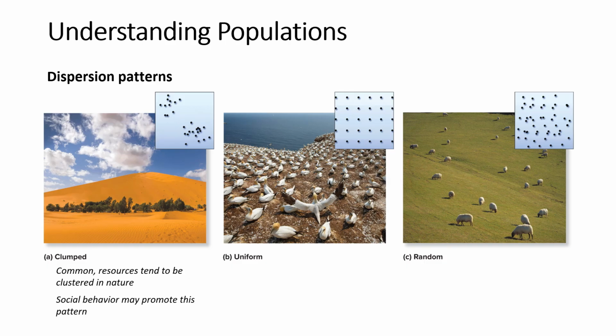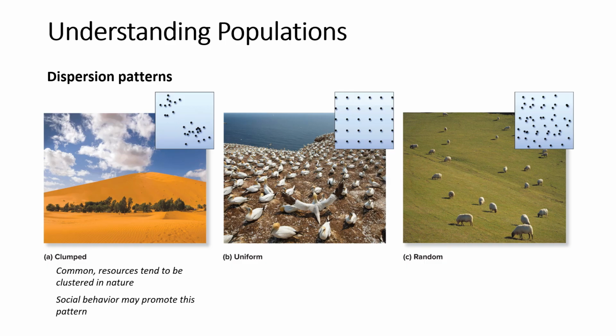Clump distribution is very common because resources tend to be clustered in an area. Wherever you have water, nutrients, whatever the case may be. Social behaviors may also promote this pattern, such as fish schooling in the ocean, right? So they want to stay together to avoid predation. Also, you can have birds flock together for mating purposes as well.